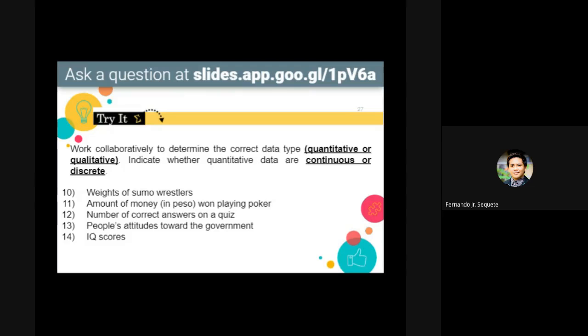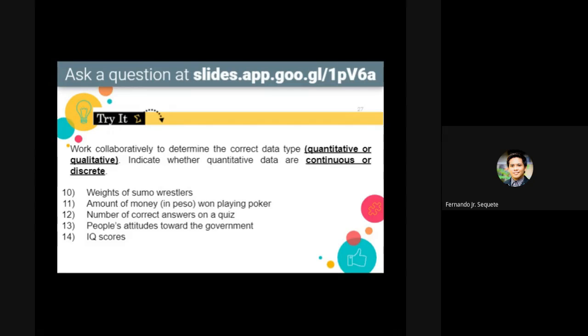People's attitudes toward the government. Qualitative, sir. Very good. What is attitude? What is your attitude towards the government? Are you angry? Are you okay? Do you feel good? So that is qualitative. Number 14, I think this is the last item.